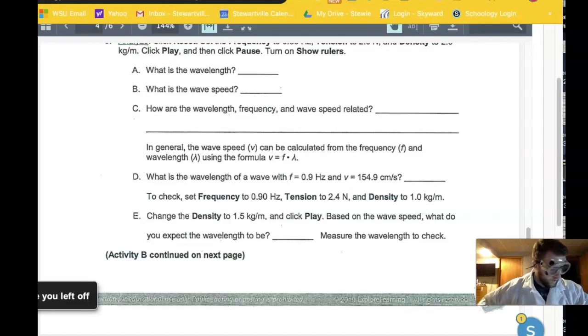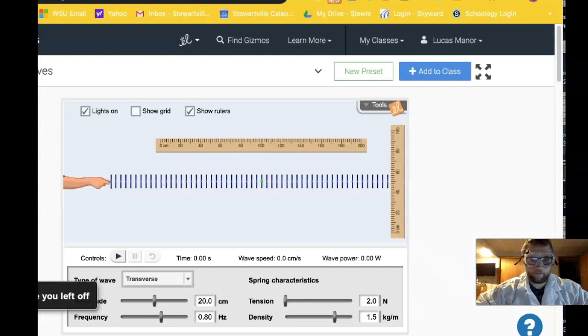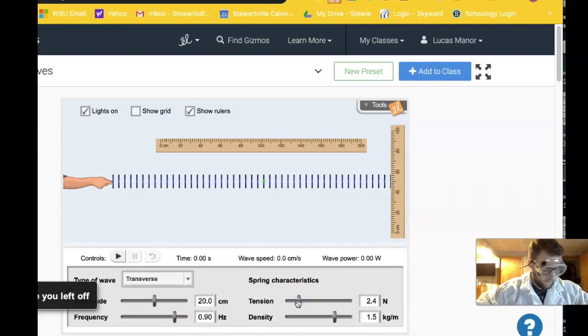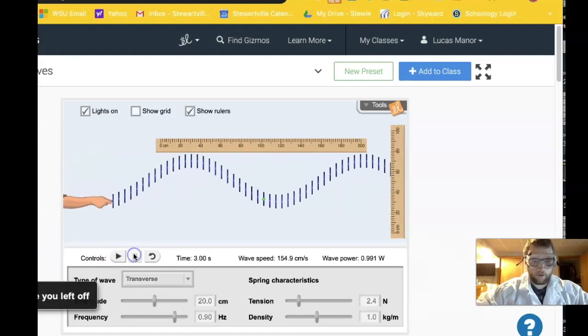Okay, so our answer for 3D is 172.1 centimeters. Now, to check, we can set the frequency to 0.9 Hertz, the tension to 2.4 newtons, and the density to 1 kilogram, and then we can measure our wavelength and see if we're correct. So why don't we do that? So we need our frequency at 0.9. We need the tension at 2.4. And we need our density at 1 kilogram per meter. We'll pause it there.